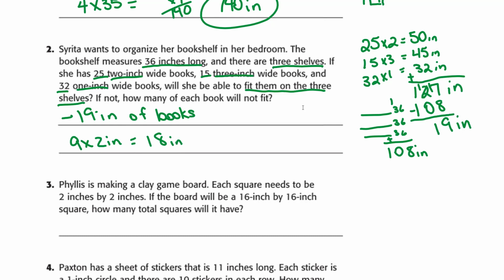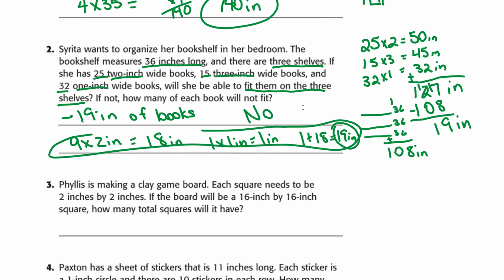We then take out one 1-inch book, which would equal 1 inch, okay? And so 1 plus the 18 equals the 19 inches. Okay. How many of each book will not fit? So 9 2-inch books will not fit, and 1 1-inch book will not fit. So no, she did not have enough space, and we were able to take out this amount here, and so we're in good shape. Okay.